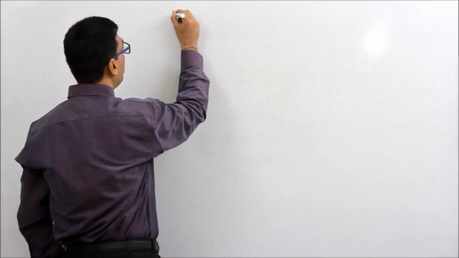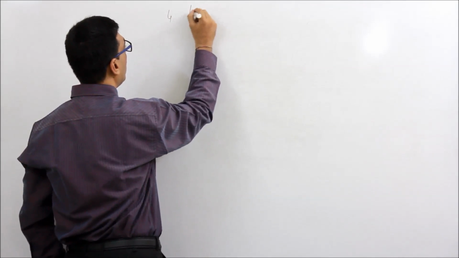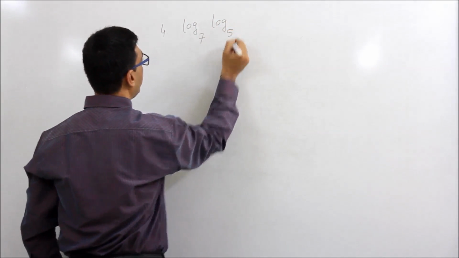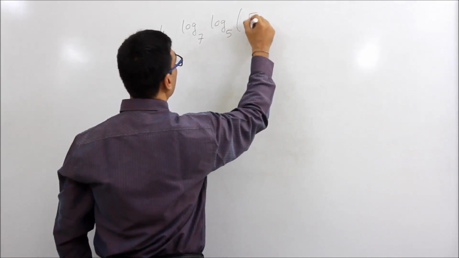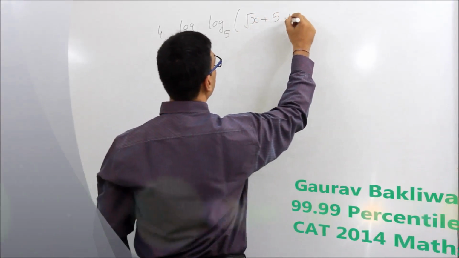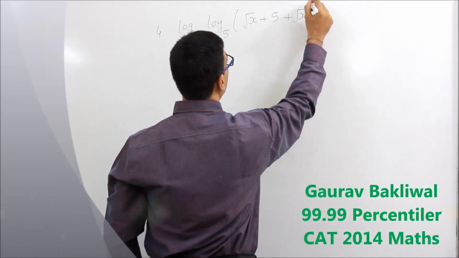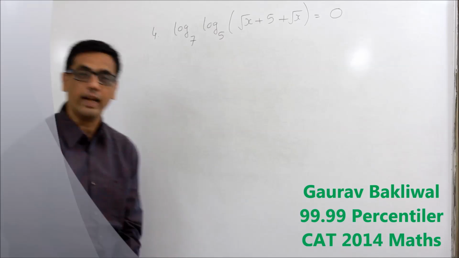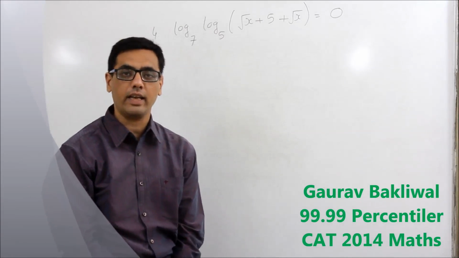Okay, so question 4 was log base 7 of log base 5 of root x plus 5 plus root x is equal to 0. Find x. What value can x take?